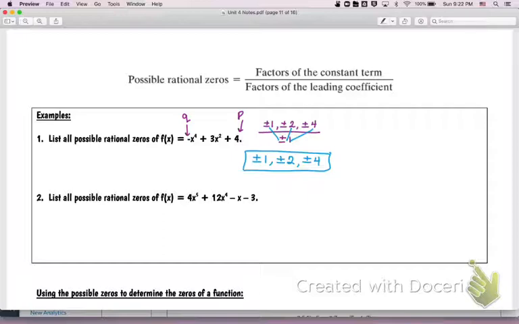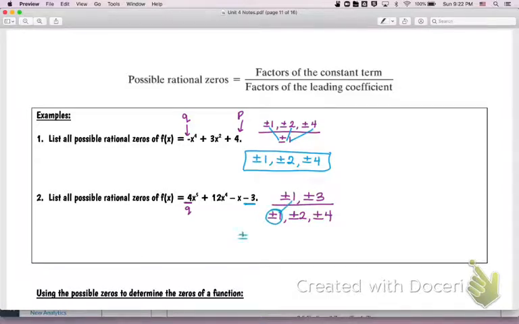Let's look at number 2. Again, we're going to look at the factors of P, which is going to be the last number. So the factors of 3 are going to be plus or minus 1 and plus or minus 3 over, now our Q's come from the factors of 4. Well, we just did those: plus or minus 1, plus or minus 2, plus or minus 4. Now this is a little bit trickier when we want to list these out, okay? So I always work with one denominator at a time. So let's go down the list.